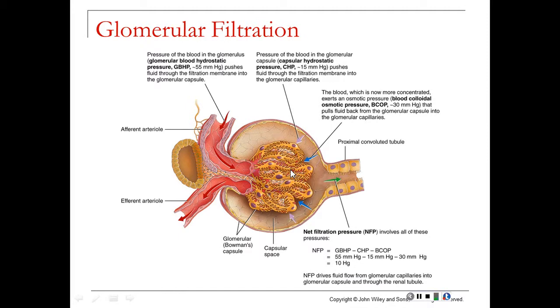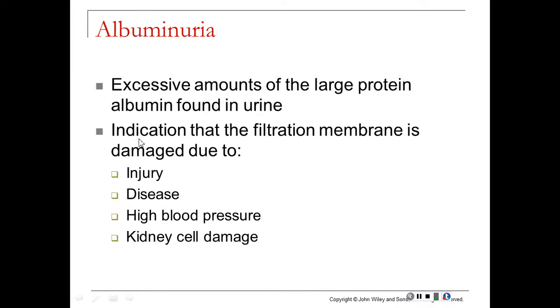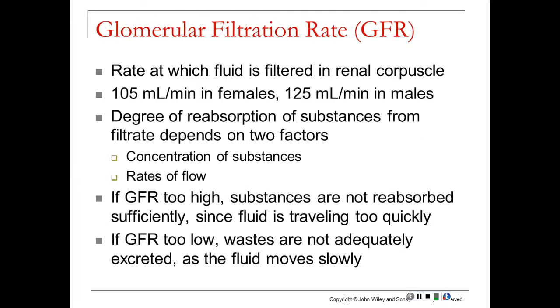An instance of actually having protein in the urine would mean this afferent arterial blood pressure is very, very high, high enough, in fact, to push those proteins out of the glomerulus and into the filtrate. So this condition, albuminuria, is going to indicate that that filtration membrane is damaged. This could be because of that high blood pressure, as I mentioned, damage to the kidney cells, kidney disease, or maybe an injury to your kidneys where they're not performing appropriately.